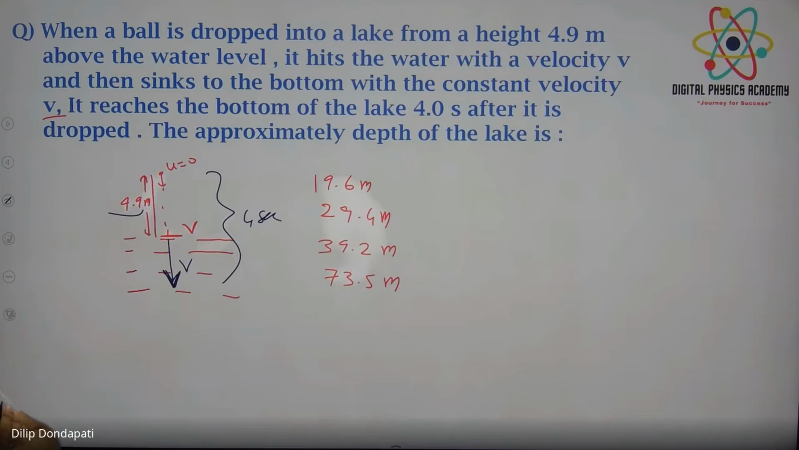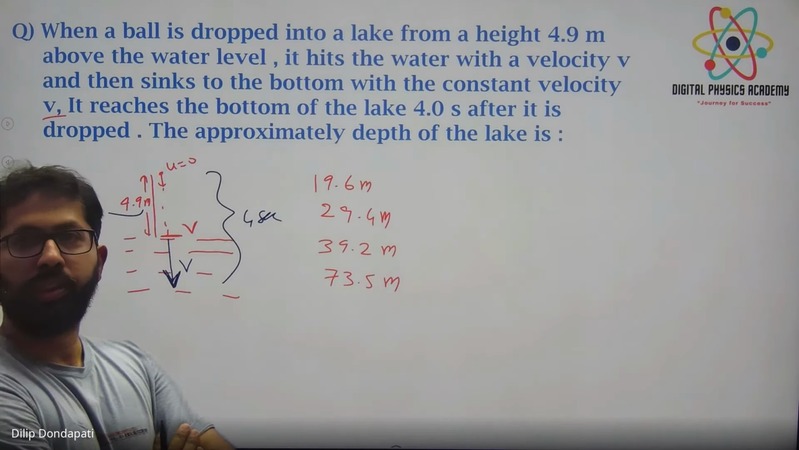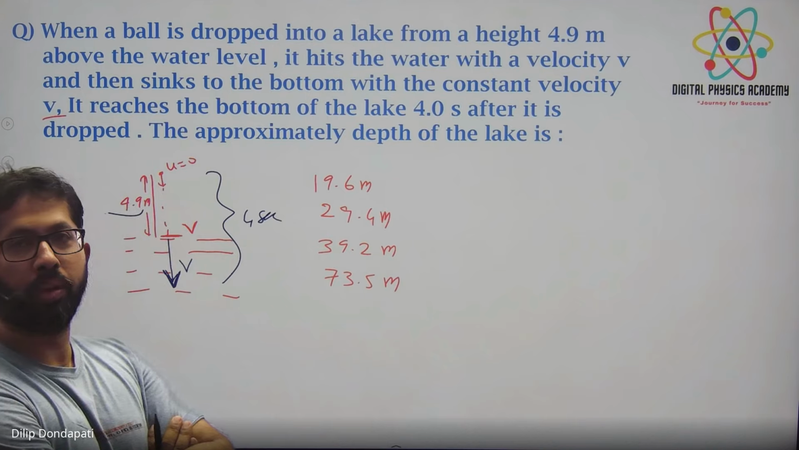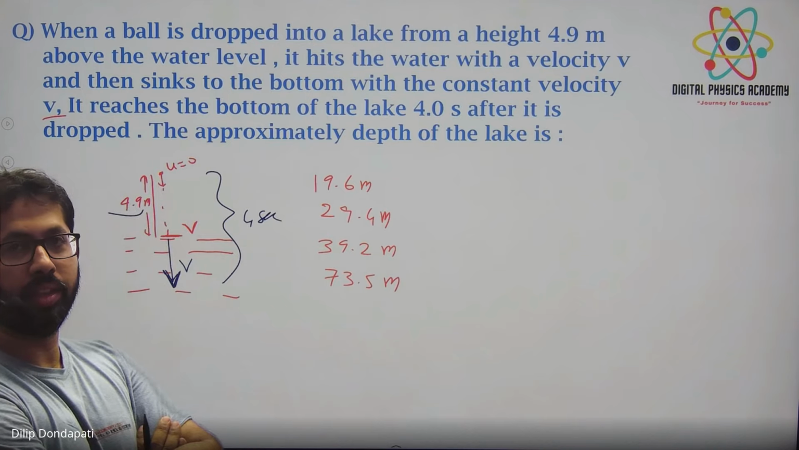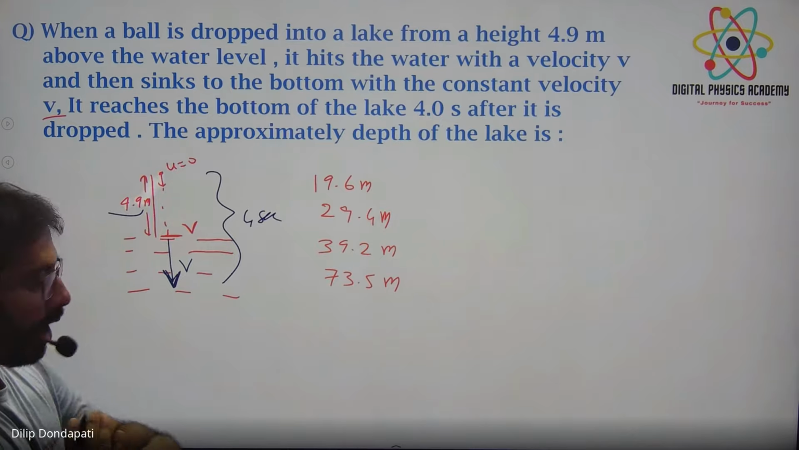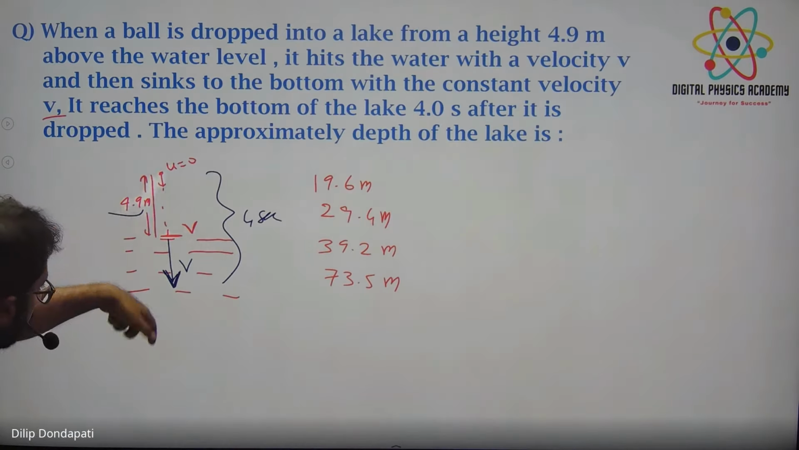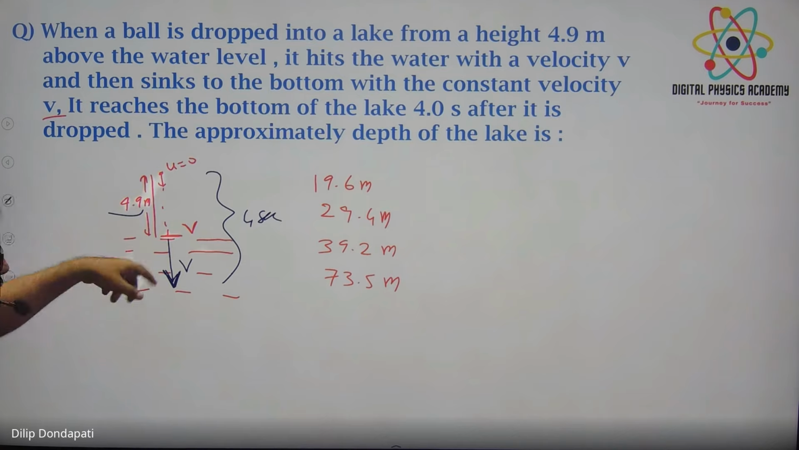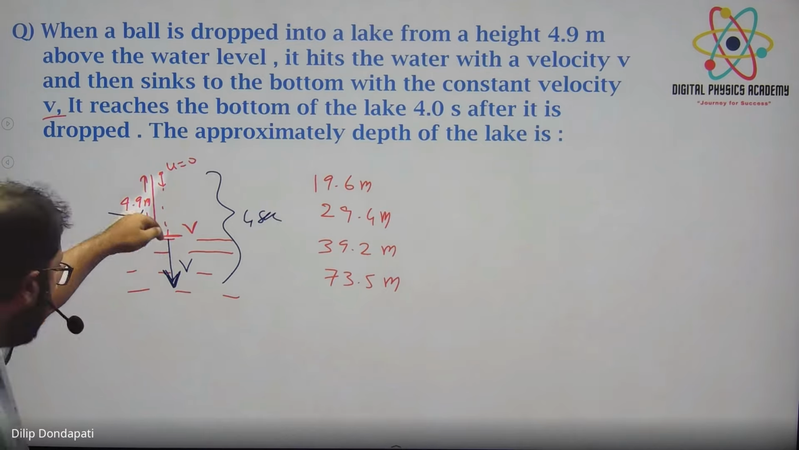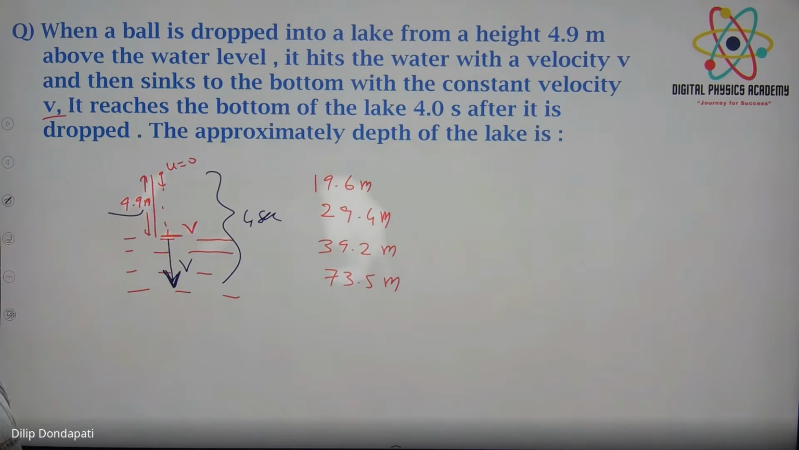Sir, I only have a doubt if g will be positive or negative. See, g is always negative, wherever it is, upward or downward, g is always negative. And when you are doing s, s is always downwards, so put a negative for s. And velocity also, if you are going downwards, we should put negative.